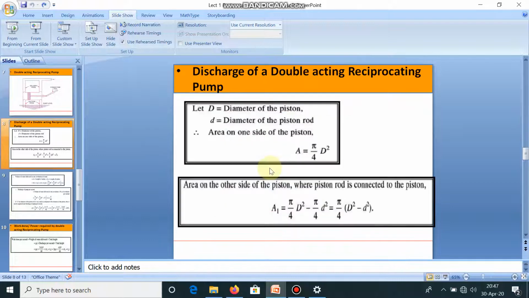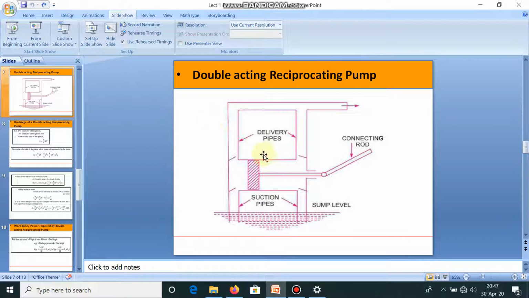Now let's see the discharge of a double acting reciprocating pump. We are going to use capital D for the diameter of the cylinder or diameter of the piston. Small d is the diameter of the piston rod. Here there is a difference in the areas of the piston towards left and towards right. Towards left, the cross sectional area of the piston is pi by 4 capital D square.